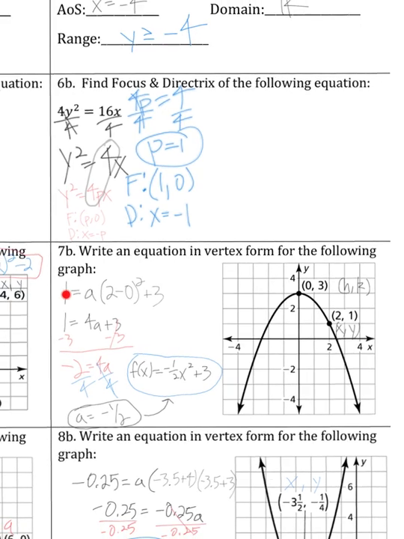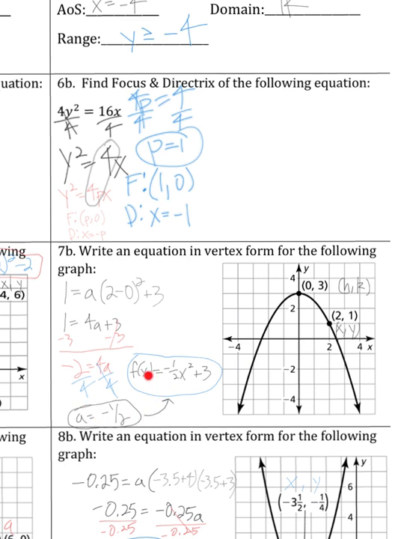So I did 1 equals a times 2 minus 0 squared plus 3. This will make 4. 2 minus 0 is 2. 2 squared is 4. 4a plus 3, minus 3 to the other side. You get negative 2 equals 4a. Divide by 4. You get negative 1/2.